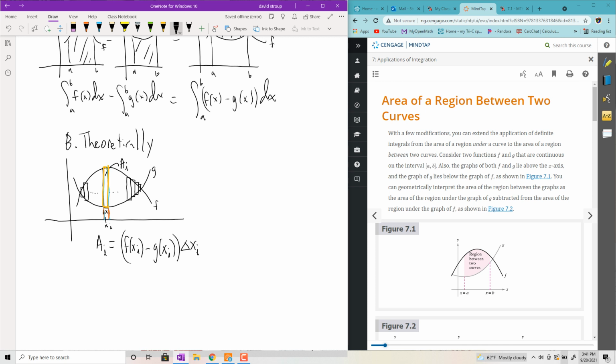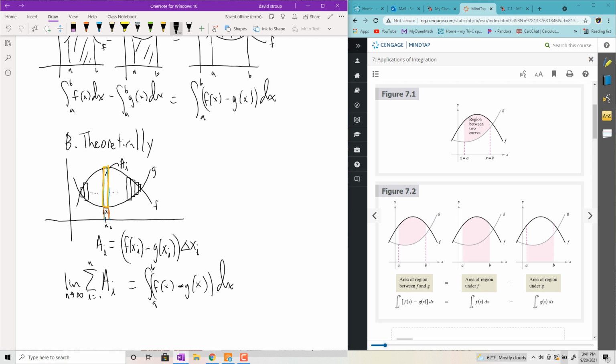Then for the Riemann sum, an approximation of that area would be the sum of all those rectangles. But then we could take the limit of that as the number of rectangles goes to infinity, going from i equals 1 to n. And of course, we just end up with the integral that you see above there, the integral of f of x minus g of x dx from A to B.